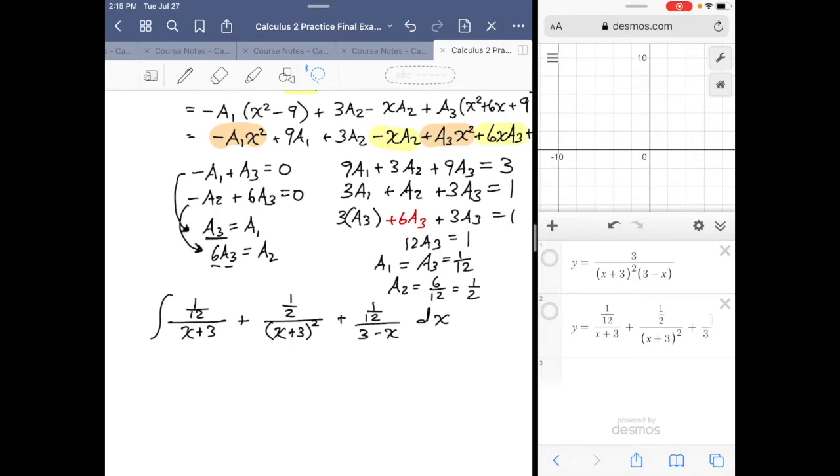All right, so the first one is going to be 1/12 ln x plus 3, sorry. The last one here, the middle one we'll deal with in a sec, would be 1/12 ln 3 minus x. Now if we check this, we would say 1 over 3 minus x times the derivative on the inside, which would be a -1. We have to correct for that, so we're going to negate this one.